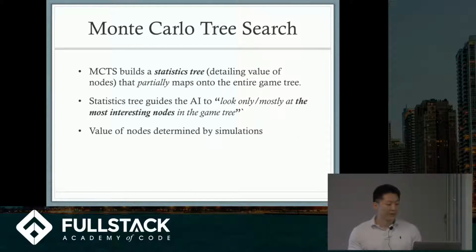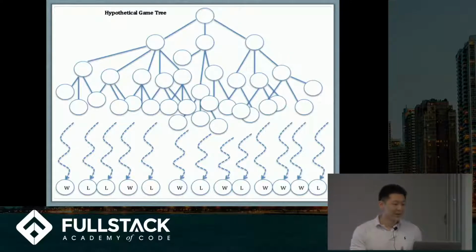The algorithm visits more interesting nodes more often to focus its search time on the more relevant parts of the tree. And the way it sets and updates these nodes is by running simulations which start out as random and later become less so. So don't worry, I'll go through what all this means step by step.